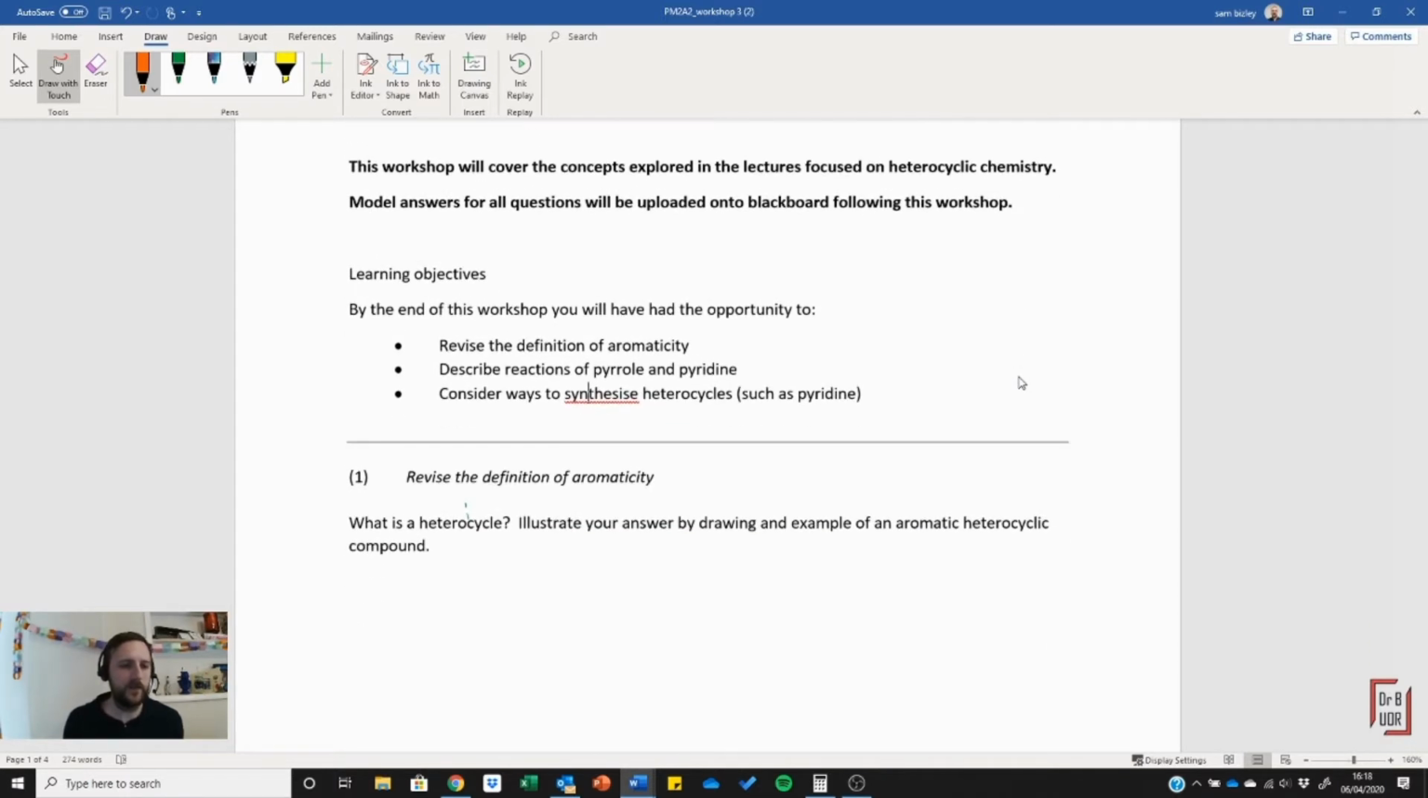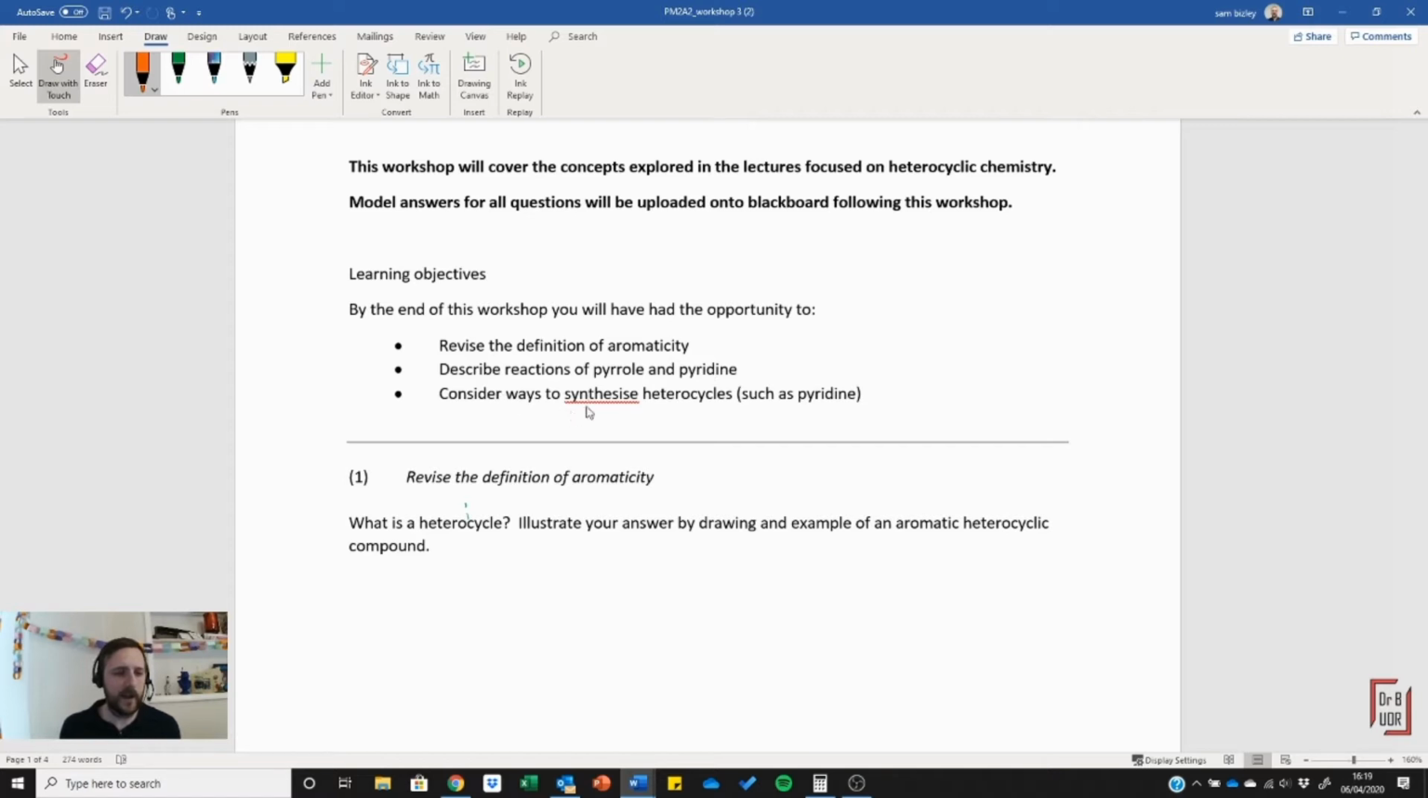In terms of the learning objectives, we'll start with the fairly straightforward points, which is looking at what aromaticity is. Getting used to dealing with some of those terms, which you might not have thought about for a little while, gets you used to those simple definitions of chemical terms. We want to describe reactions with both pyrrole and pyridine. So we'll have a look at those two molecules in particular, because they are important and they're used in lots of drug molecules.